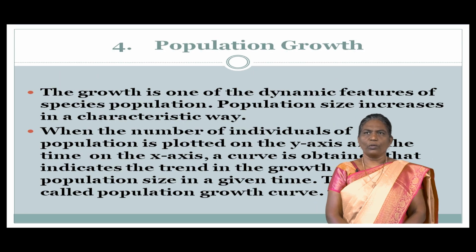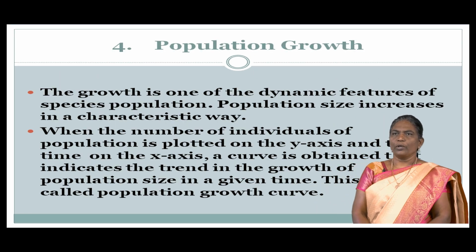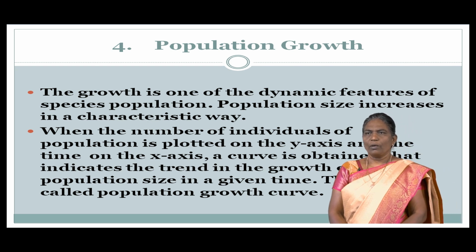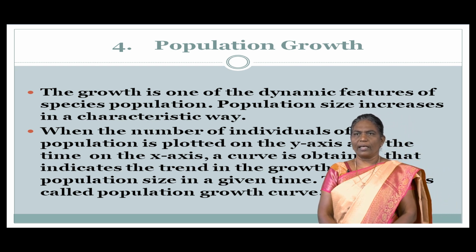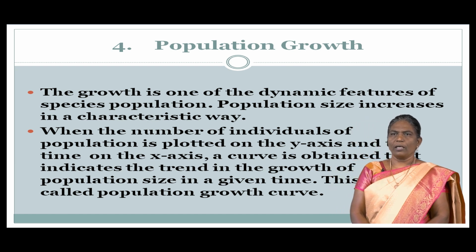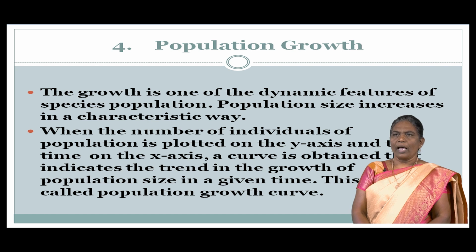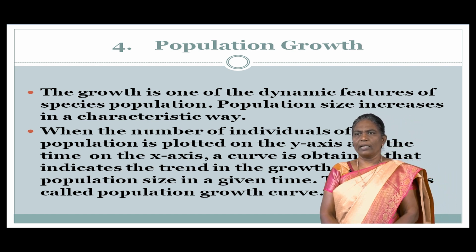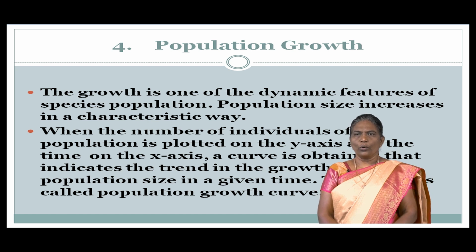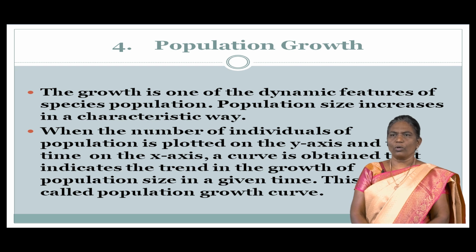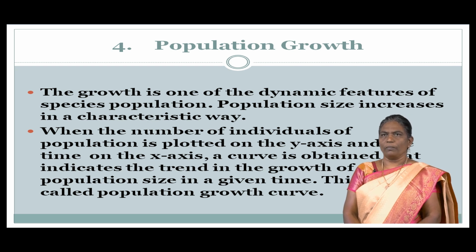The next is about the population growth. The growth is one of the dynamic features of species population. Population size increases in a characteristic way. When the number of individuals of a population is plotted on the y-axis and the time on the x-axis, a curve is obtained that indicates the trend in the growth of population size in a given time. This curve is also called population growth curve.